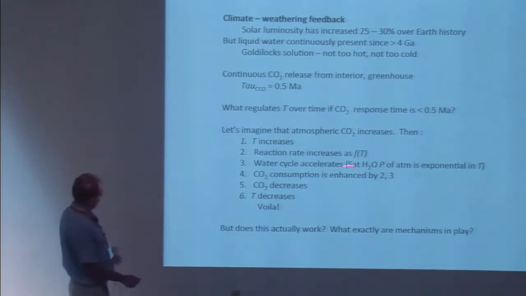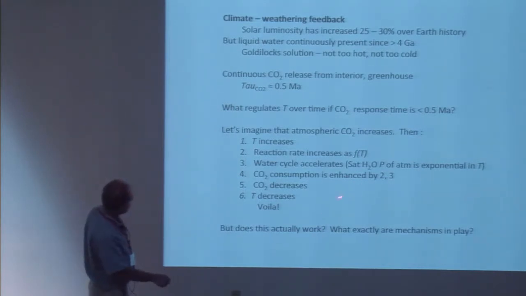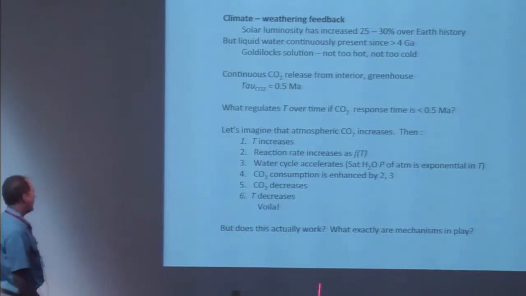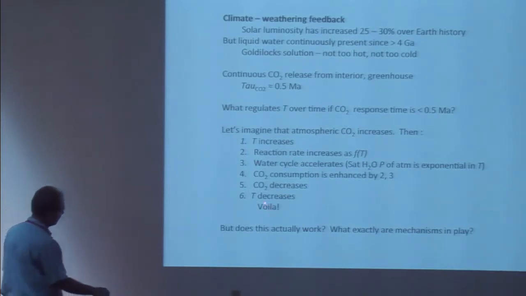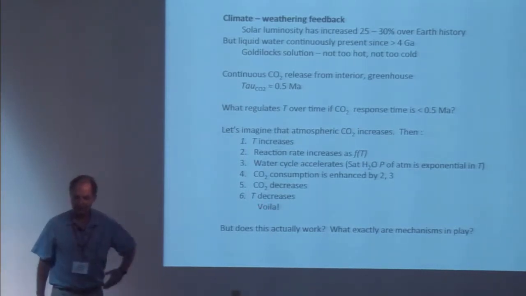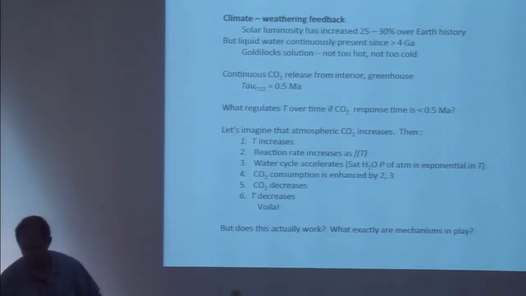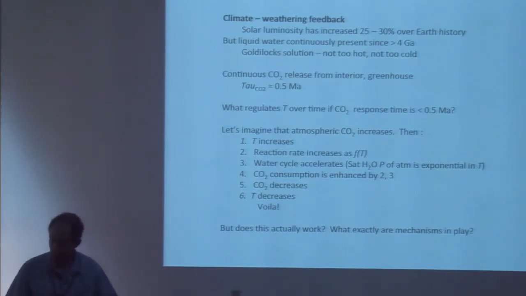And so if we get that, the CO2 consumption should be enhanced by these 2 points, 2 and 3, and then that should pull CO2 back down, and the temperature decreases, and as the temperature decreases, the reaction rate should slow, the water cycle should slow down, et cetera, right? So we have a nice feedback system that should, in principle, buffer CO2 and climate through Earth history. And this roughly seems to work, right?